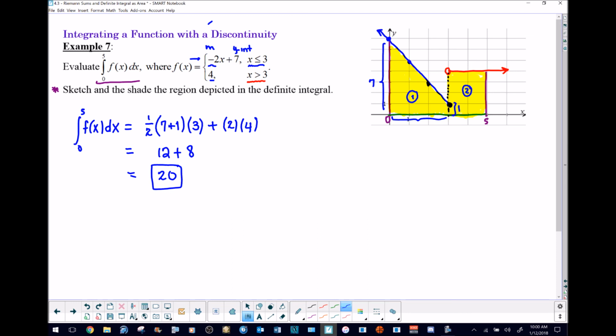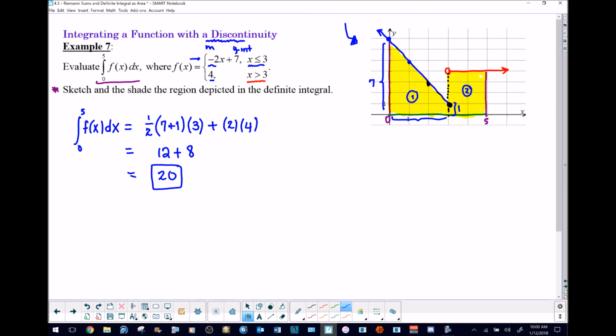Doing the problem this way does require a bit of a sketch in order to see it, but the purpose of this particular video for my class is just reinforcing the fact that the definite integral is indeed the area under a curve. And the last point that I wanted to make here is that we can indeed integrate functions across discontinuities. That's kind of a strange idea.